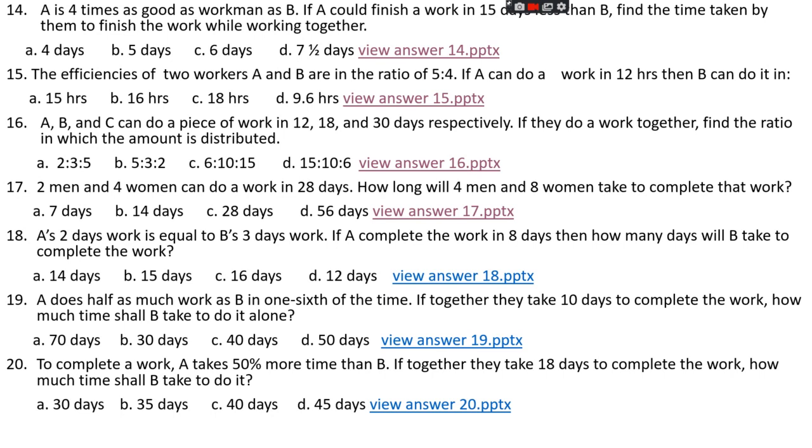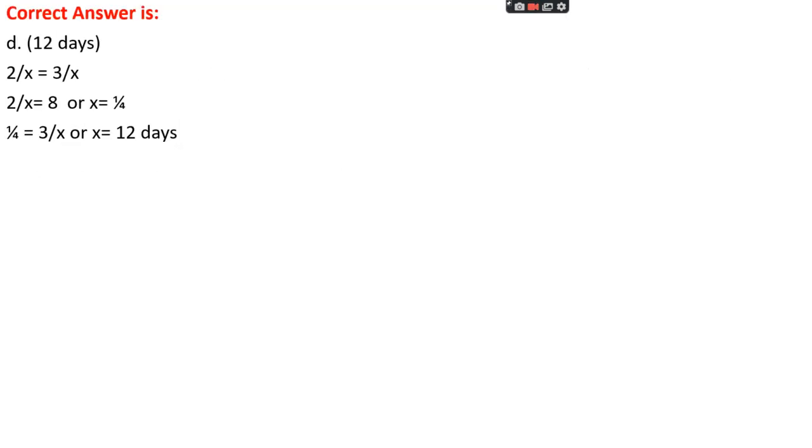Question number 18. A's 2 days work is equal to B's 3 days work. If A completes the work in 8 days, then how many days will B take to complete the work? Option A, 14 days. Option B, 15 days. Option C, 16 days. Option D, 12 days. The right answer is option D, that is 12 days.